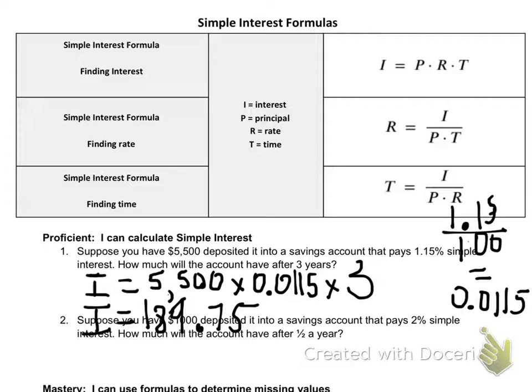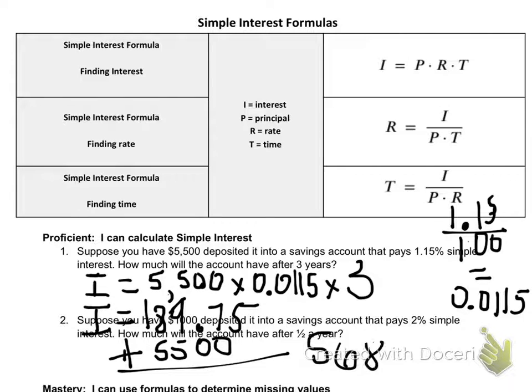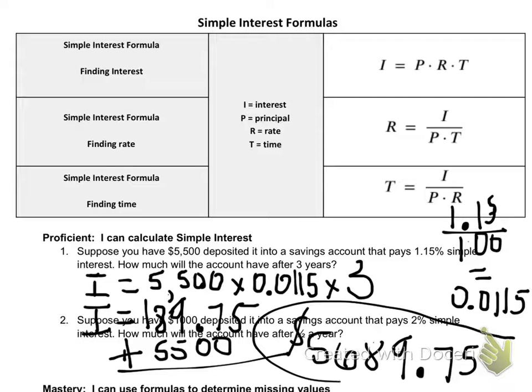And so if I wanted to figure out how much will he have in his account after 3 years, I'll take this number and add it to 5,500. And ultimately, your final answer here will be $5,689.75. That is a 9. Boom. Sweet. I know I wrote all over problem 2, but we're going to look at it on the next page.